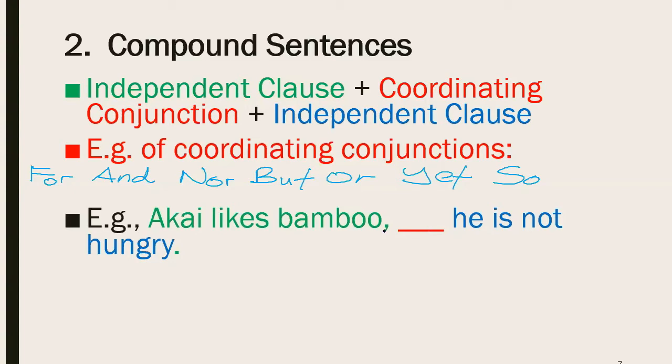So an example of a compound sentence: Akai likes bamboo, blank. This is where you put the conjunction. He is not hungry. What do you think is a good conjunction for here? Akai likes bamboo, but he is not hungry.